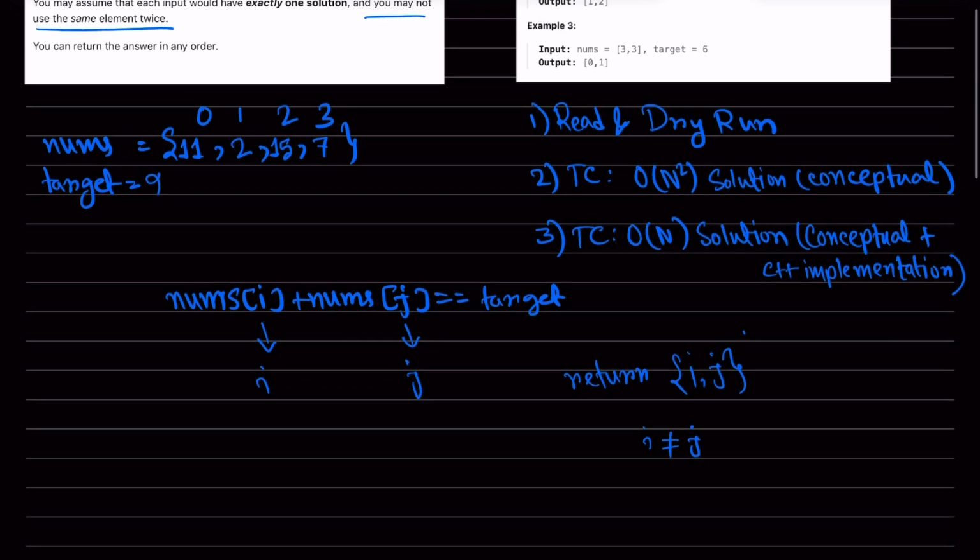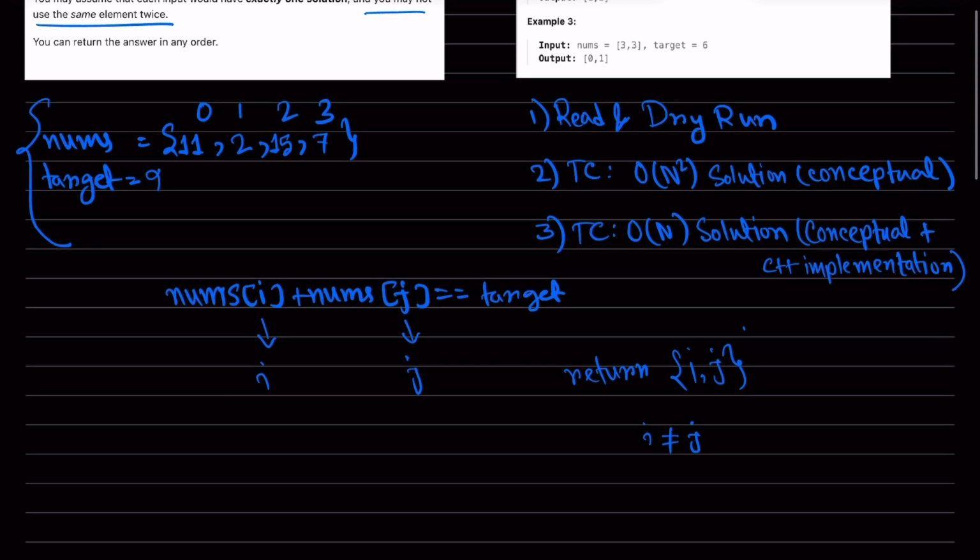Now I'll go over an example that I have already written for you guys, which is this. Let's look at this nums array. We are given the elements 11, 2, 15, and 7, and our target is 9. The elements that actually satisfy this condition are 2 plus 7 equal to 9, right? The index of 2 is 1, and the index of 7 is 3. So for this example, my solution set is 1, comma 3.